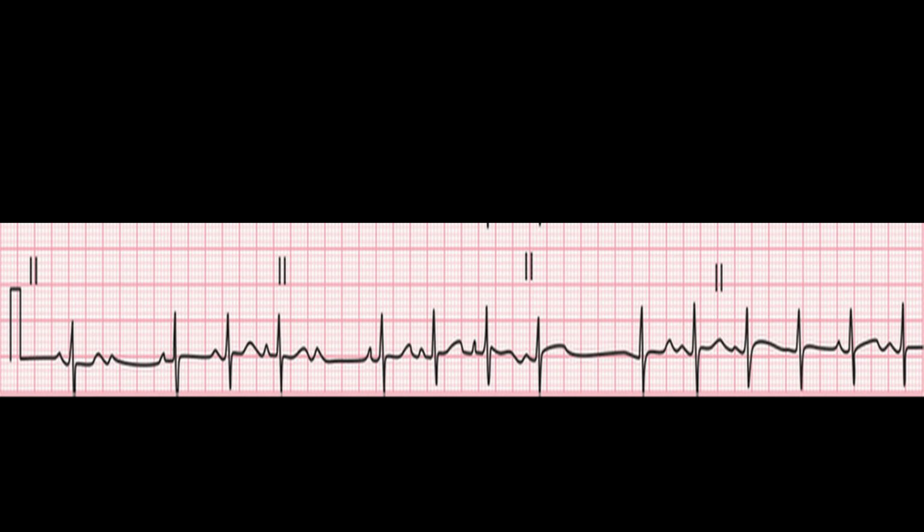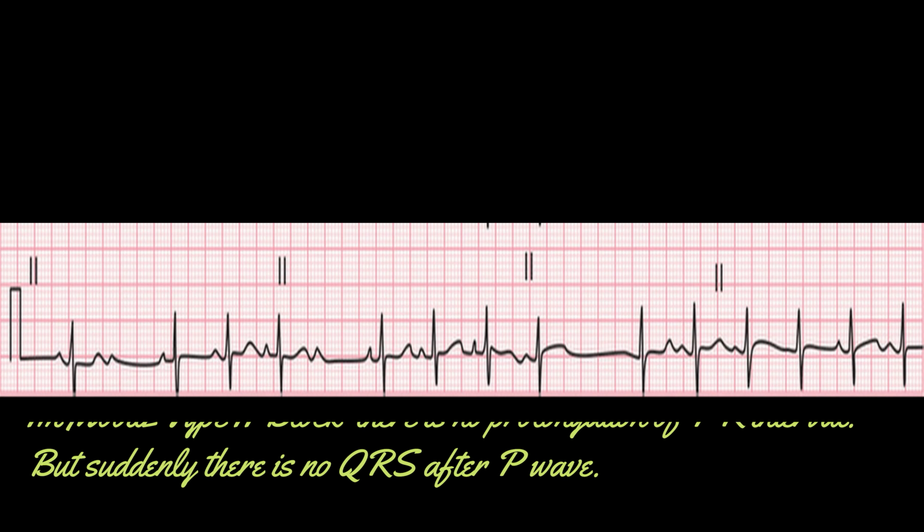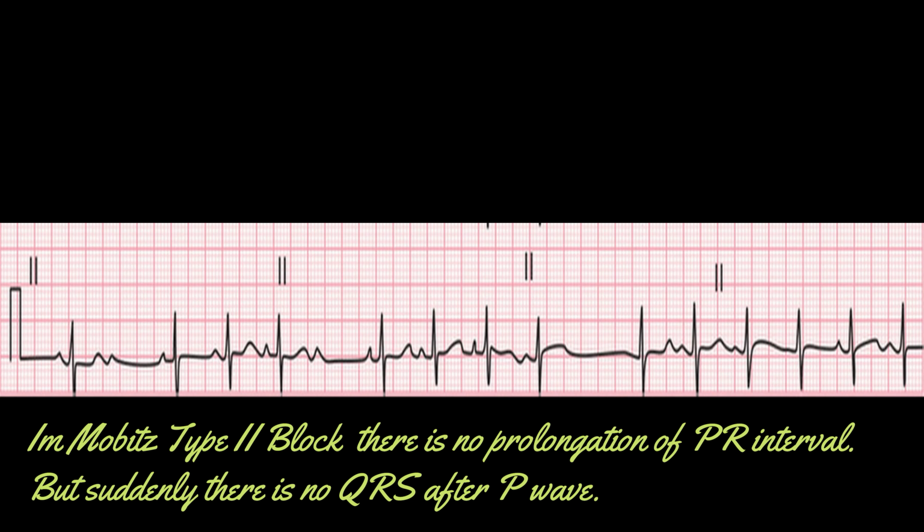In Mobitz type 2 there is no gradual prolongation of PR interval, and suddenly there is a P wave which is not followed by a QRS complex. That is a more serious type of arrhythmia, and usually they will require pacing. It is a sign of sclerodegenerative disease of the conducting system, and eventually these patients might need pacing.